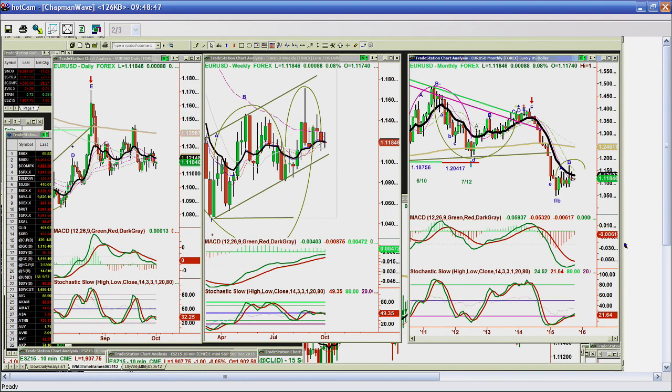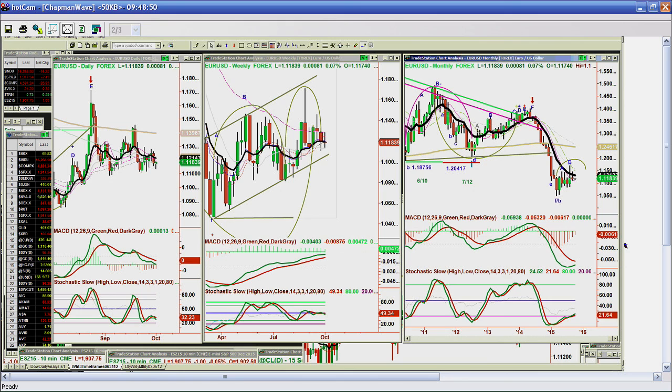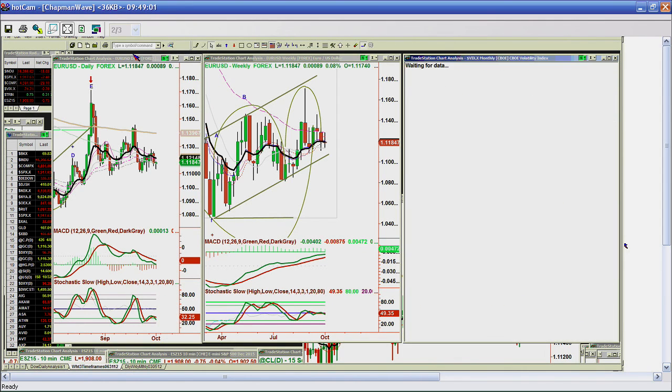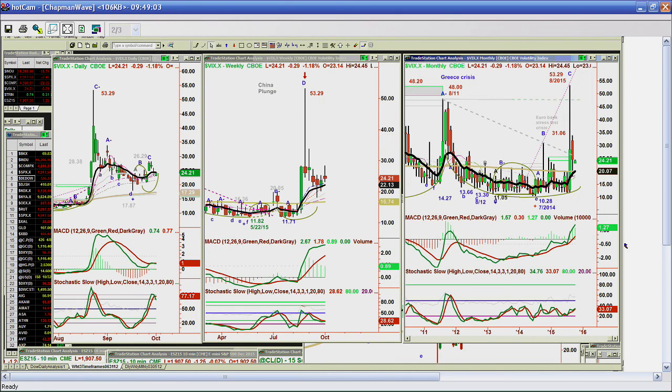Now, I need to do a couple of things here. I just want to get rid of this here so that it doesn't overlap onto my chart. Good. Look at this. The volatility index, VIX.X. It's down 29 cents at 24.21. Dow's down 20. S&P's down almost 3. So the fact that it's holding here, even though it's down, continues to say to me, be a little careful.